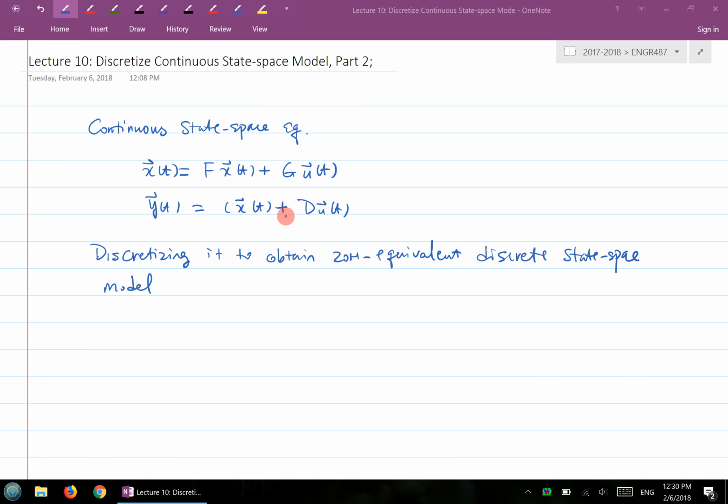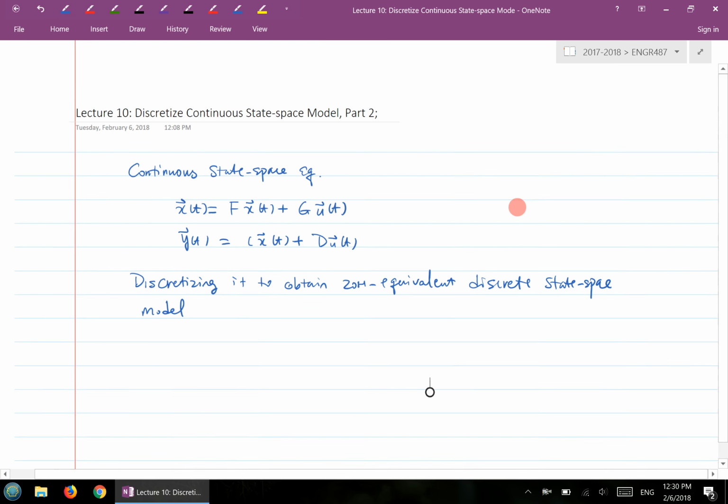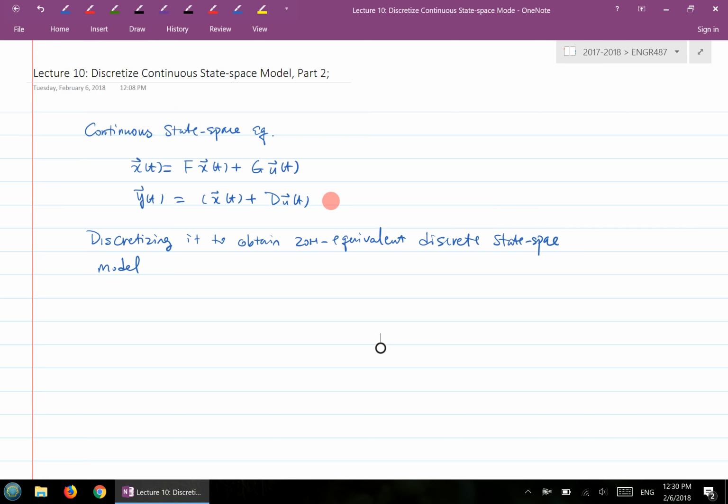Alright, good afternoon. Let's continue on the state space model to get a discrete space model from a continuous space model. Then when we finish this part, we'll get on to another topic, which is a similarity transformation.